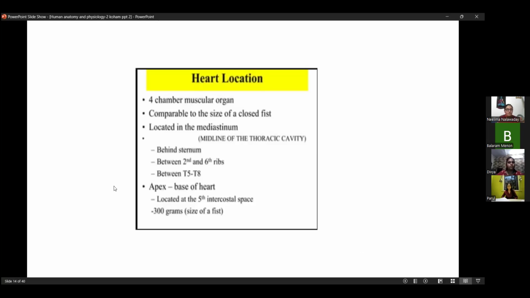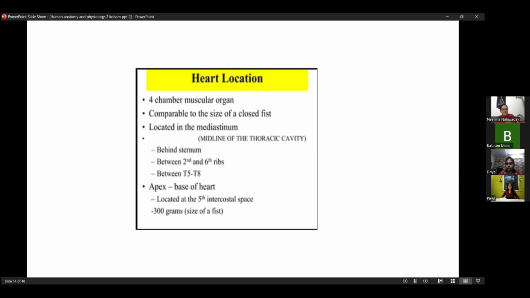Heart is a four-chambered muscular organ. What is heart? Heart is a muscular organ. As we know, cardiac muscles, we already saw types of muscles, voluntary, involuntary, and cardiac muscles are a specialized type of muscle, and heart is made up of cardiac muscles. Comparable to the size of a closed fist. Located in the midline of the thoracic cavity, means this chest bone is there. Behind that chest bone, this is midline of the thoracic cavity. That chest bone is called the sternum.